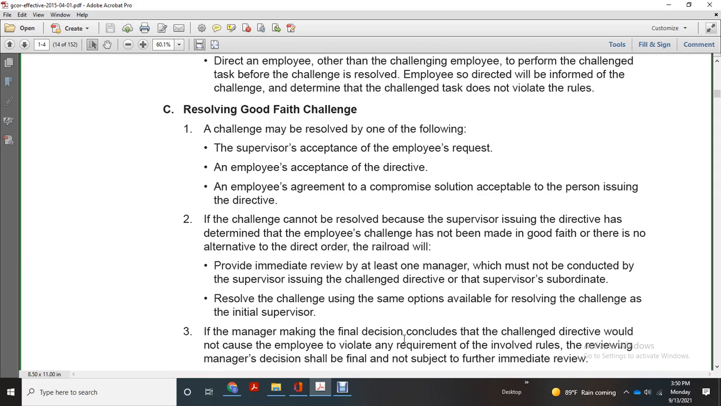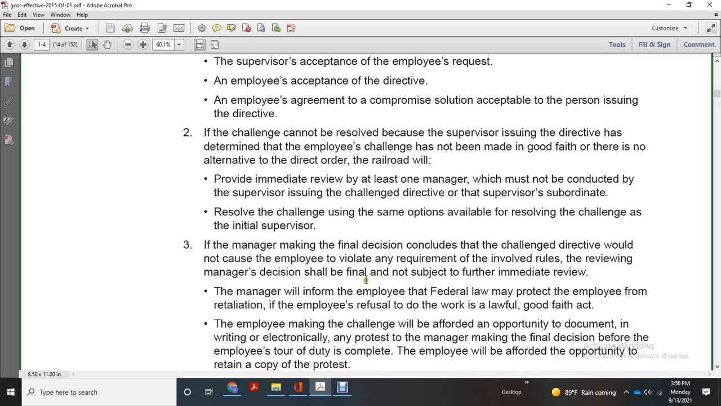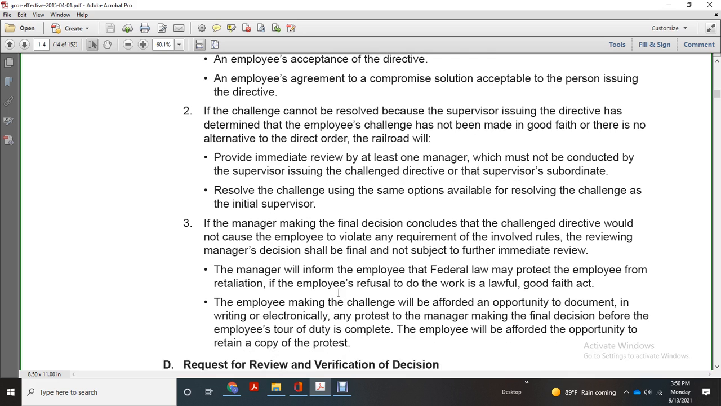Resolve the challenge with the same options available as with the challenge to the initial supervisor. If the manager making the final decision concludes the challenged directive would not cause the employee to violate any requirement of the involved rules, review of the manager's final decision with notice of further immediate review. The manager will inform the employee that federal law may protect the employee from retaliation for refusal to do the work under the Good Faith Act.